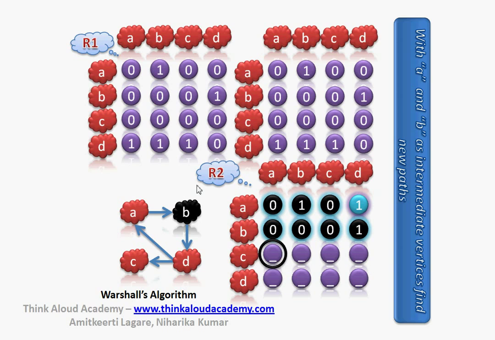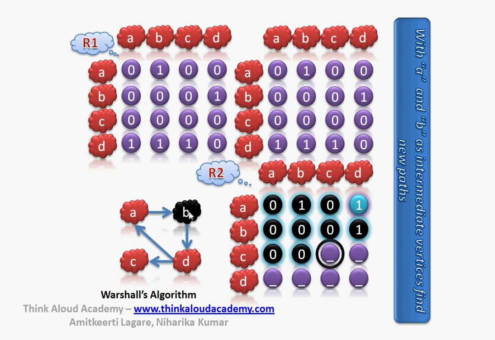Can I go from B to B via B? For that, I have to go from B to B, again B to B. Since both are zeros, there is no way to reach from B to B via B. Next, can I go from B to C via B? For that, I should go from B to B, then B to C. B to C doesn't really look like there's a way, so this value becomes a 0.